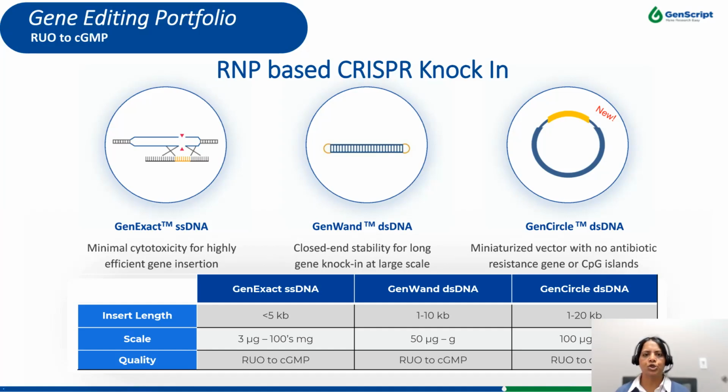Another one is the GeneVend dsDNA, which is a double-stranded DNA with a closed-end structure. And this is a covalently closed-end linear DNA.